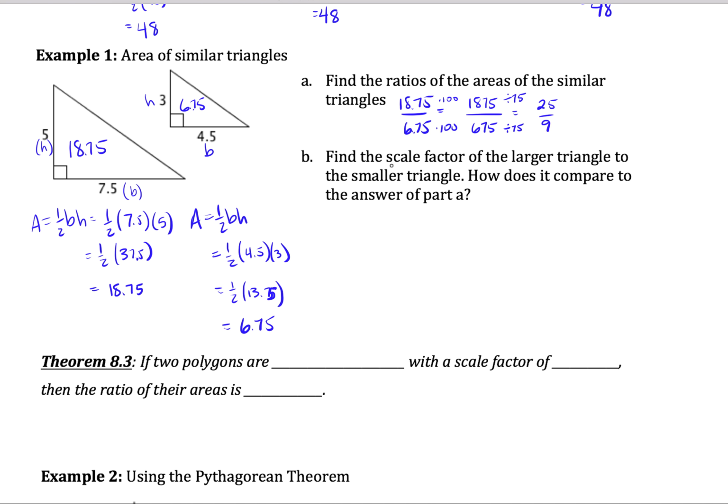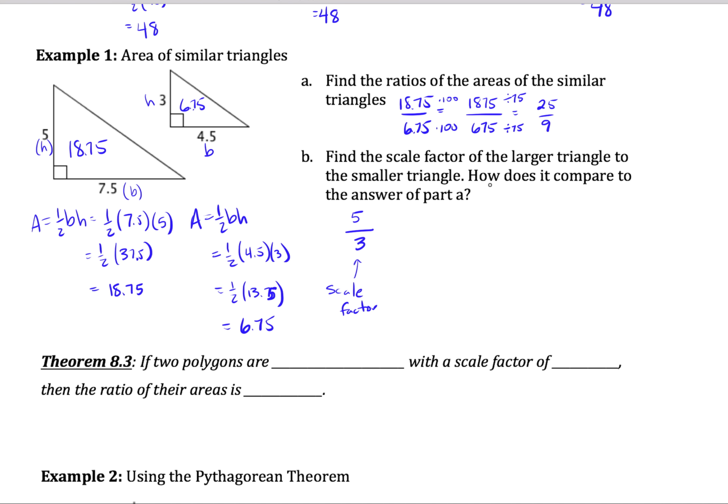Part B asks me to find the scale factor of the larger triangle to the smaller triangle. Now remember, to find scale factor, all we do is pick out a side of one triangle and put it over the corresponding side of the other triangle. So I could put that side that's length 5 for the big triangle over the side that has a length of 3. I would reduce this if I could, but 5 over 3 you can't reduce. So that's our scale factor, the scale factor for the large triangle compared to the small triangle.